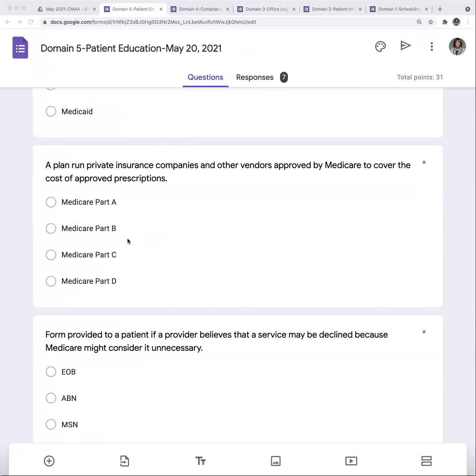Privately run insurance for Medicare for prescriptions. Medicare Part D. D for drugs. That's the easiest way to remember that. D for drugs.